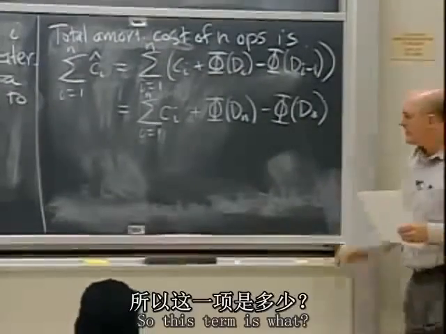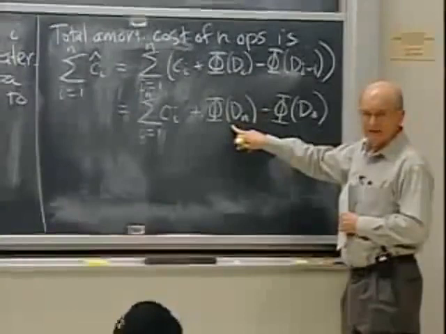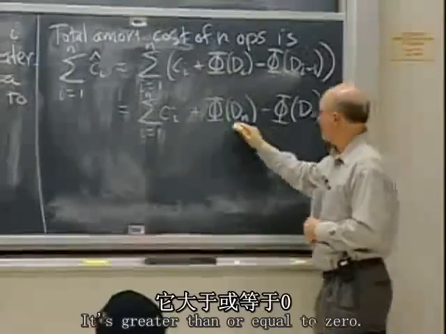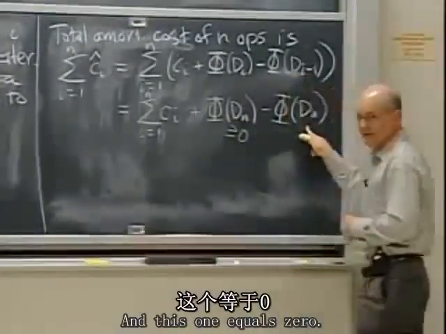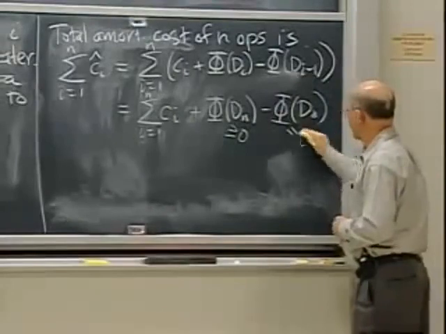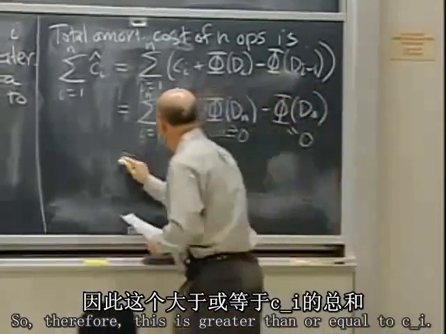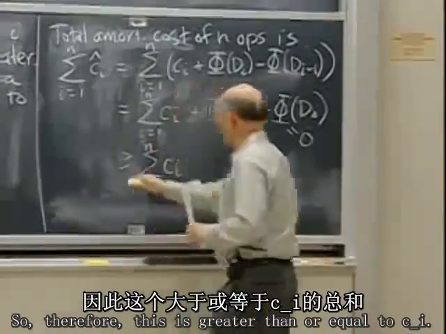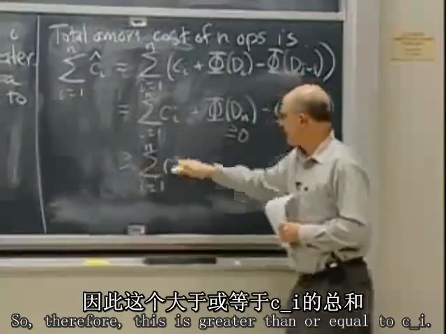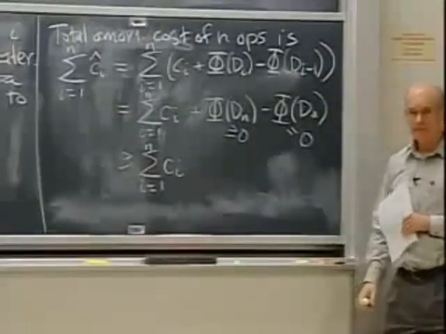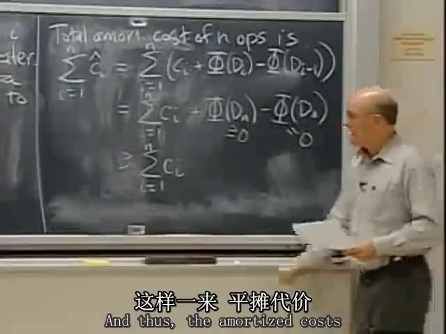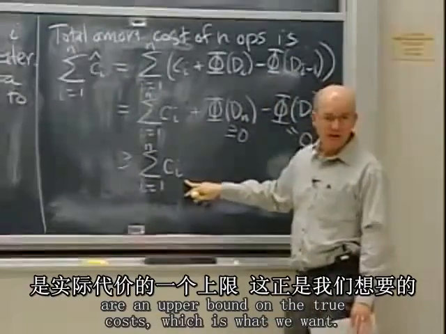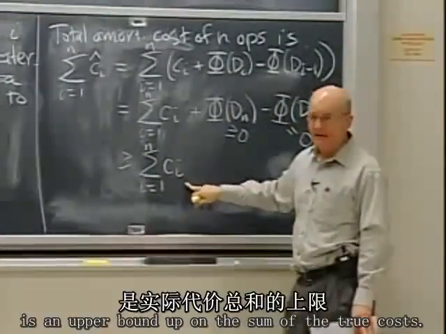So this term is what? What property do we know of this? It's greater than or equal to 0. And this one equals 0. So therefore, this is greater than or equal to the sum of ci. And thus, the amortized costs are an upper bound on the true costs, which is what we want. The sum of the amortized costs is an upper bound on the sum of the true costs.